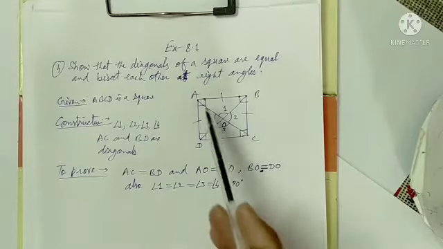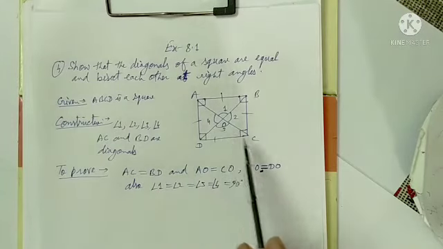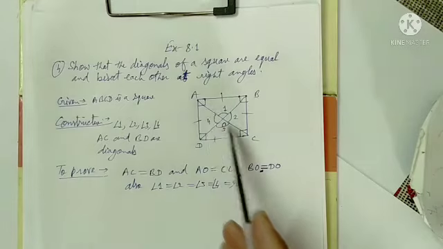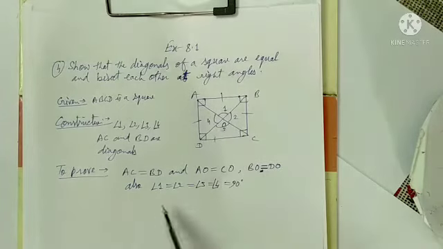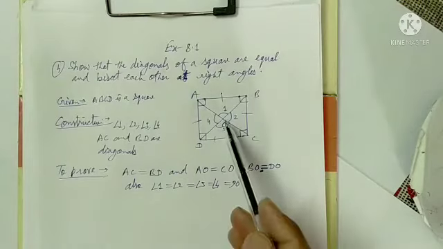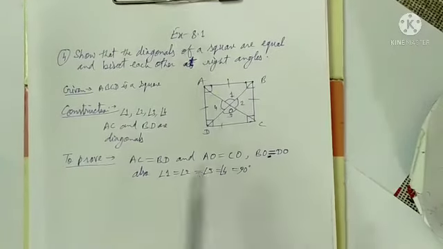We have to prove that AC is equal to BD. That we have to prove first, because the diagonals are equal. And then AO is equal to CO, meaning this diagonal is bisected by the other diagonal, and DO is equal to BO. And every angle at the center, angles 1, 2, 3, 4, is a right angle. So we start the question very easily.